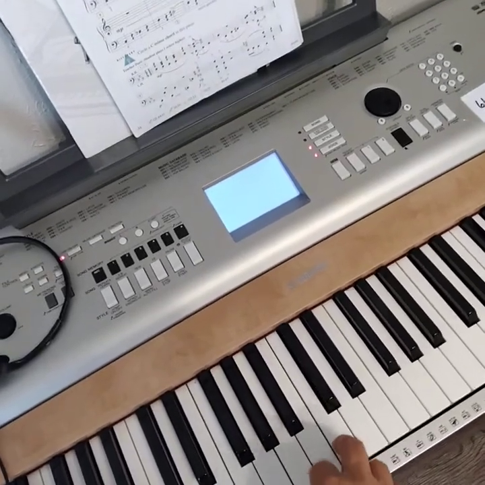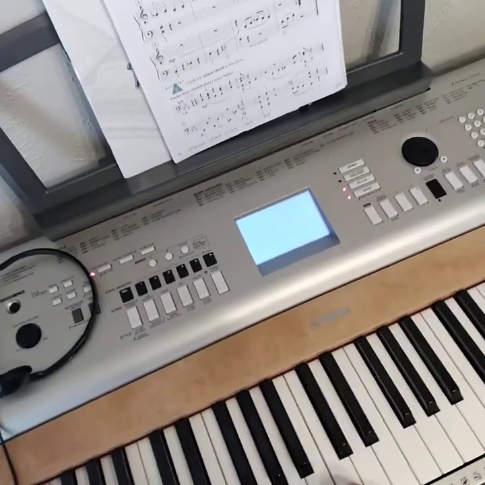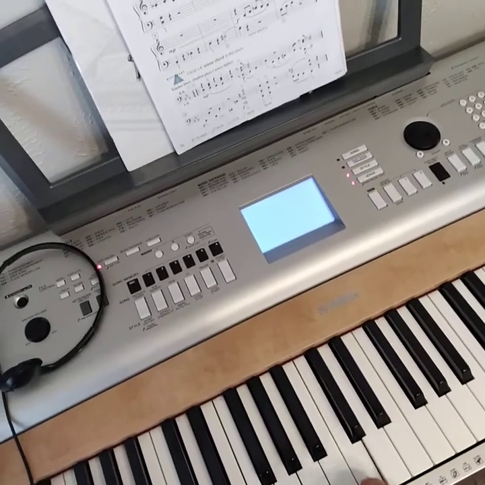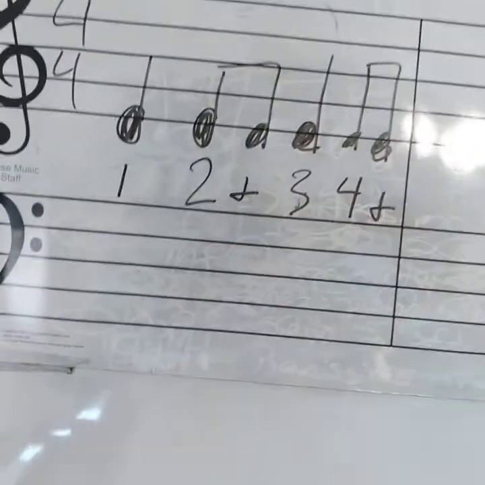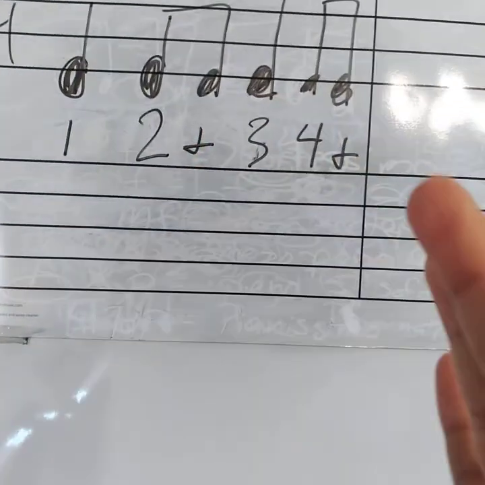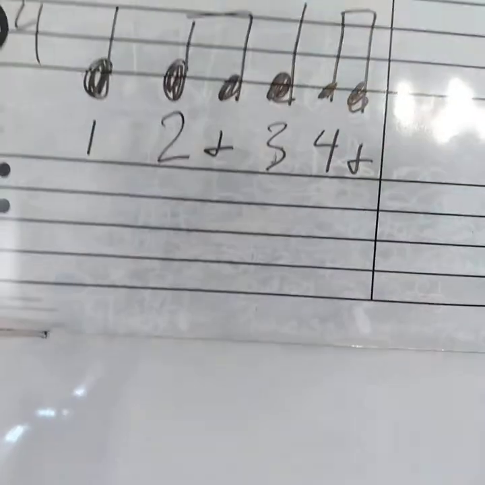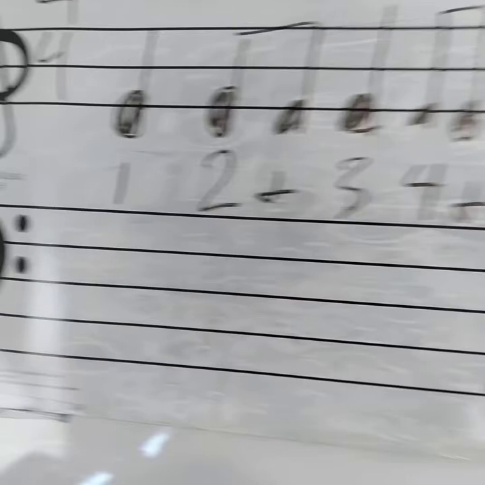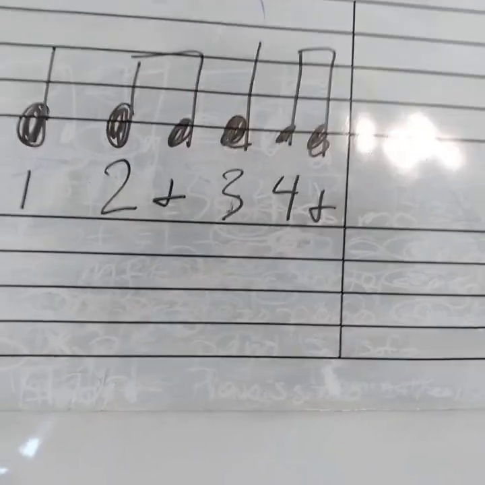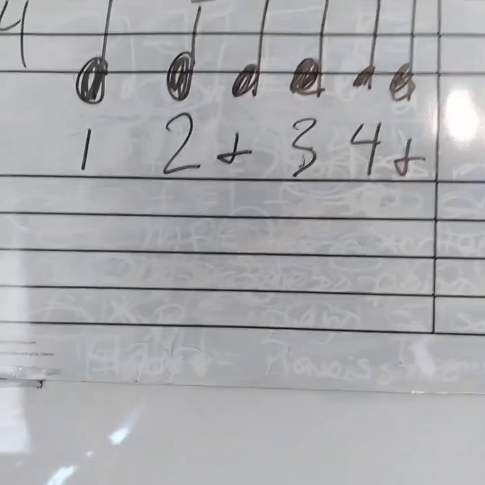1, 2, and 3. Oh, and now I messed it up. 1, 2, and 3, 4 and. 1, 2, and 3, 4 and. So that now I can hear the difference between the quarter notes and the eighth notes. Okay, so it doesn't matter what combination of quarter notes and eighth notes you have. You want to count them out and play them out to see if you have the rhythm correctly, right?